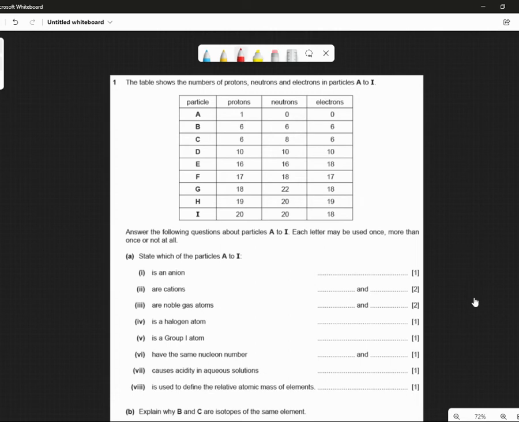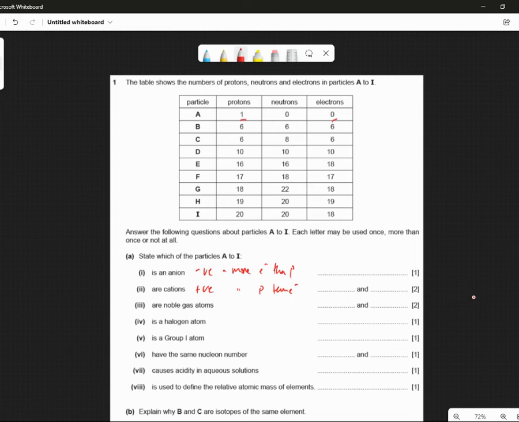Now, this is how we do this quickly. An anion is a negatively charged thing. A cation is a positively charged thing. If you're an anion, it means you have more electrons than protons, and obviously if you're a positive thing, you have more protons than electrons. So let's have a look. Protons 1, this has more protons than electrons, so this one is a cation.